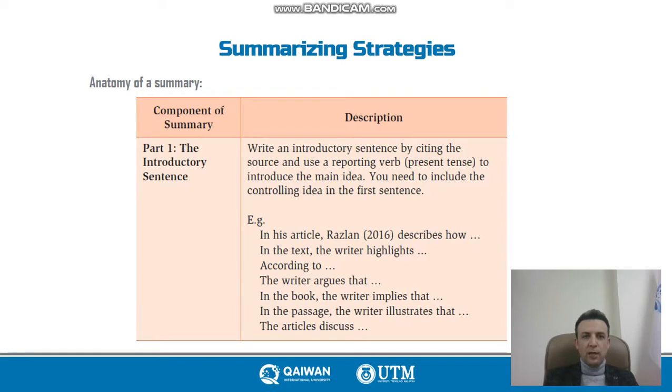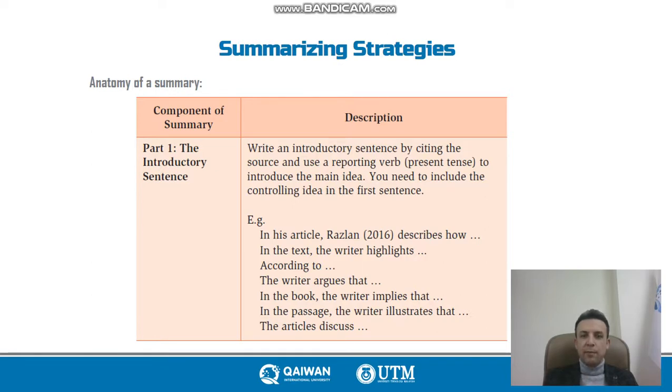The first part is the introductory sentence. You need to know this. A summary must be only one paragraph. So we don't have an introductory paragraph like an introduction. Instead, we have an introductory sentence. So look, we say write an introductory sentence by citing the source and use a reporting verb.